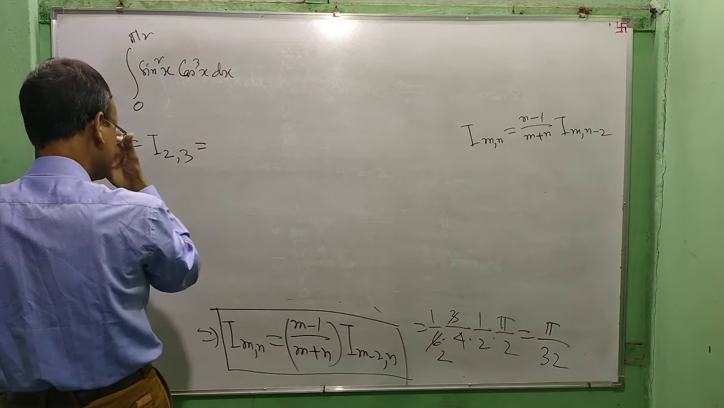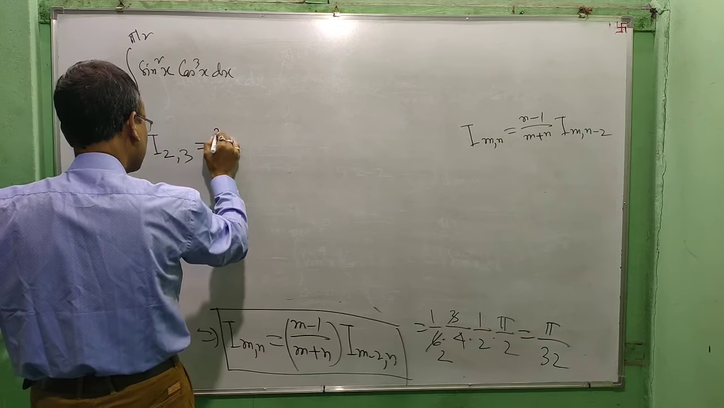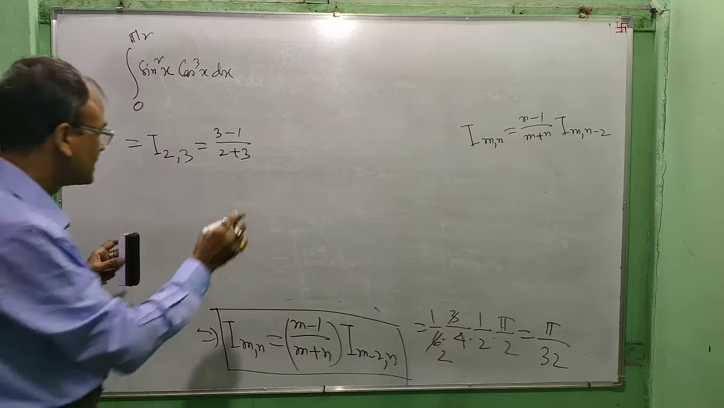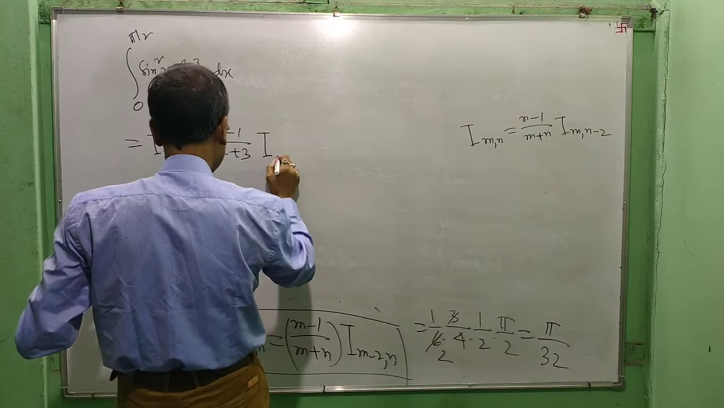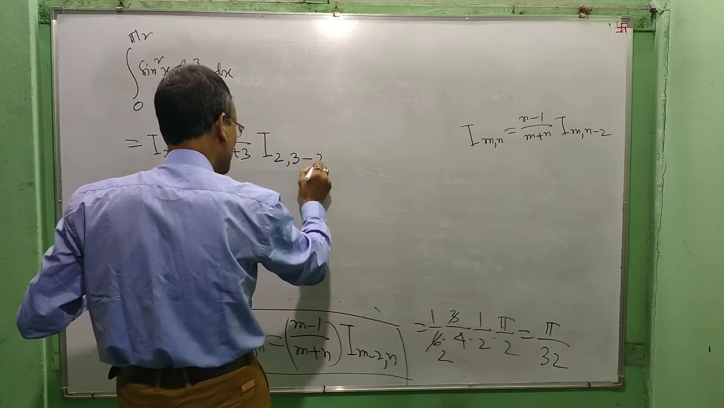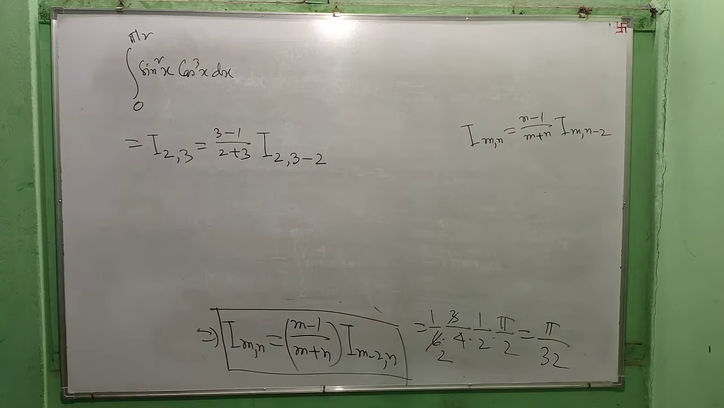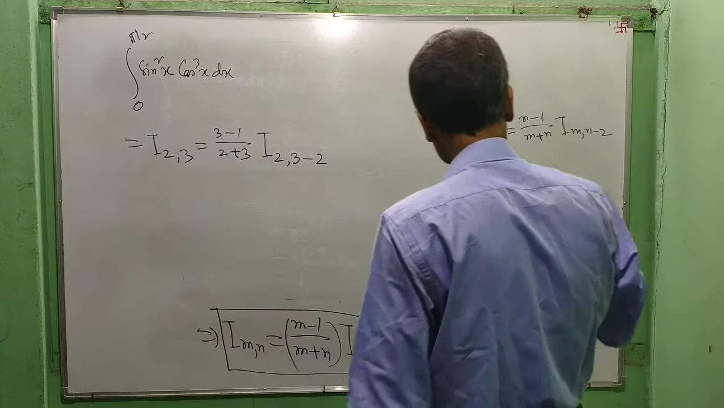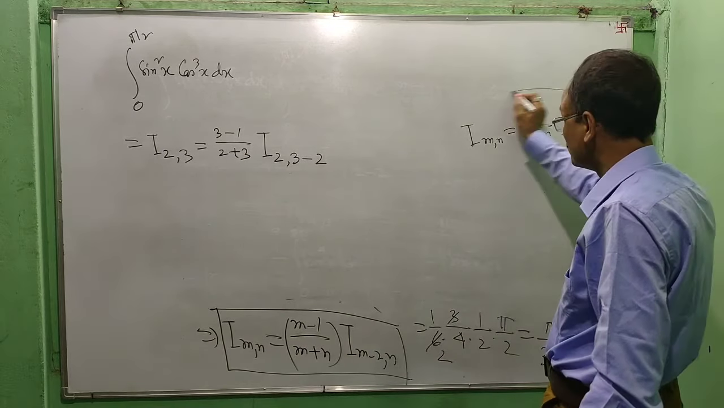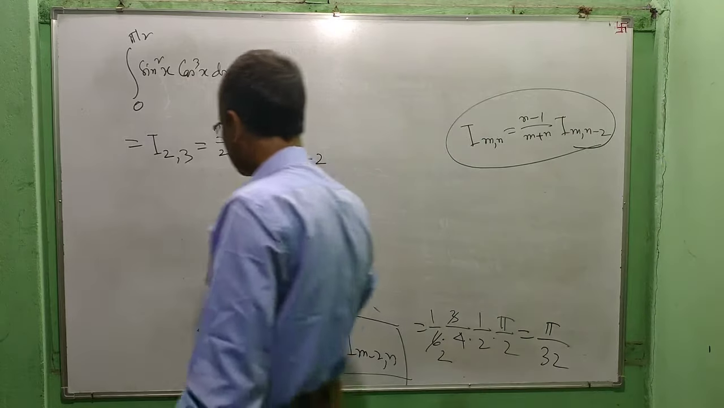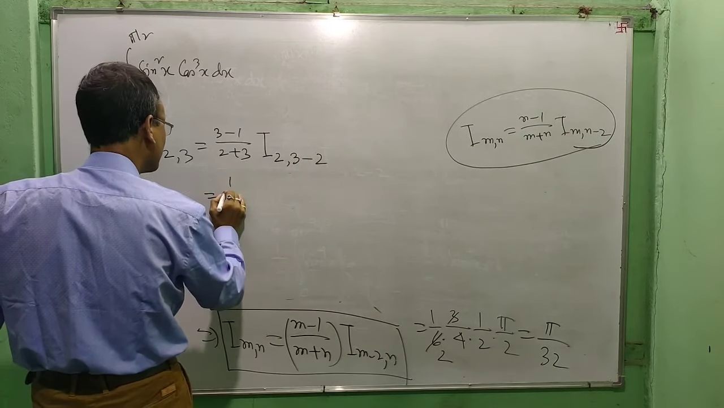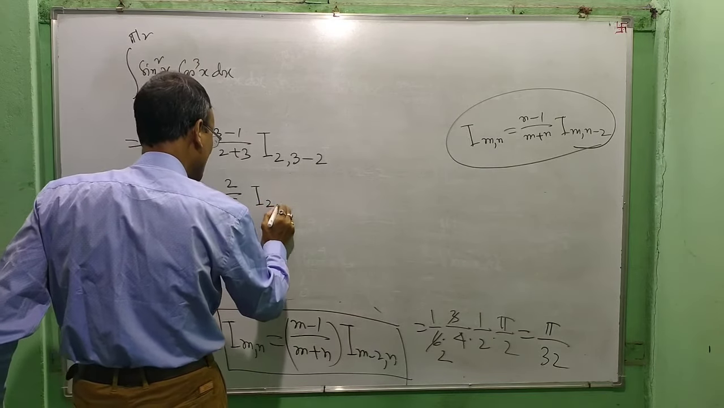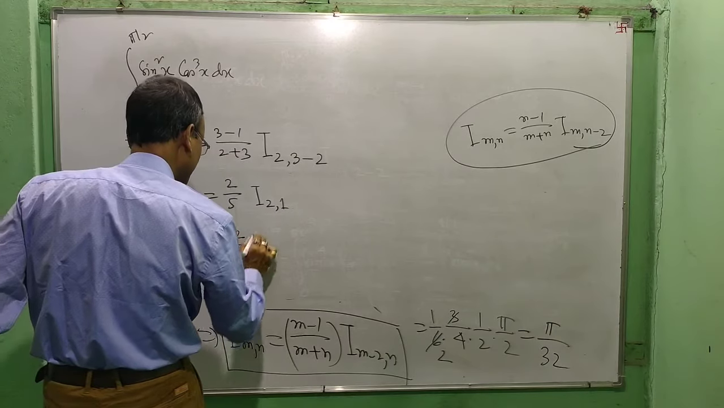This is equal to (3 minus 1)/(2 plus 3) times I(2, 3 minus 2). I have applied this one. This is equal to 2 by 5, I(2,1). This is equal to 2 by 5.